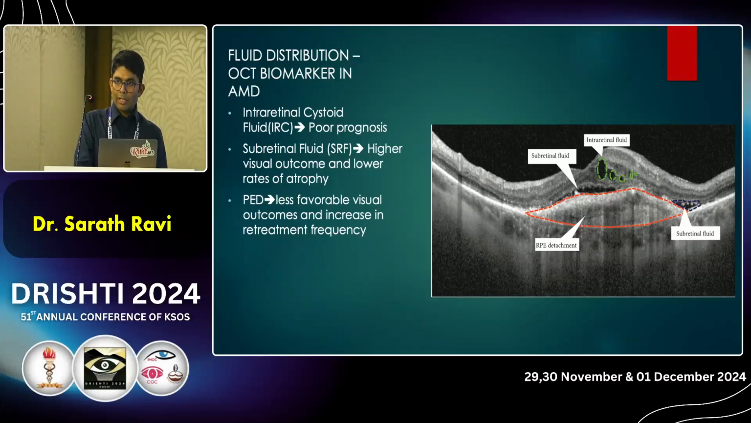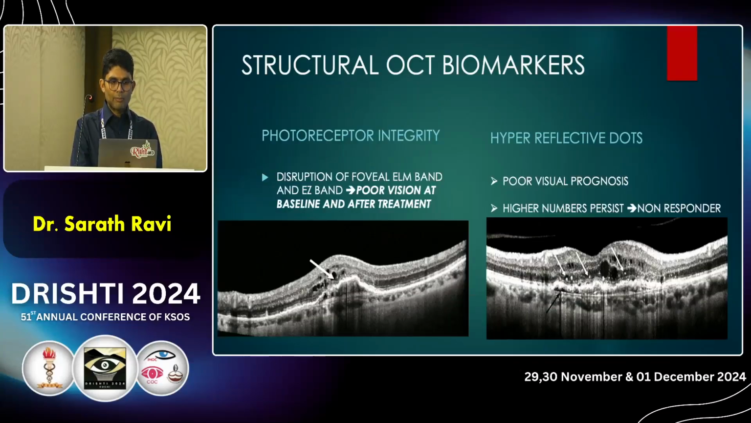Intraretinal cystoid fluid is usually associated with a poor prognosis. The subretinal fluid usually has a better prognosis and lower rates of atrophy. And presence of pigment epithelial detachment is associated with a less favorable outcome because there is an increase in the retreatment frequency.